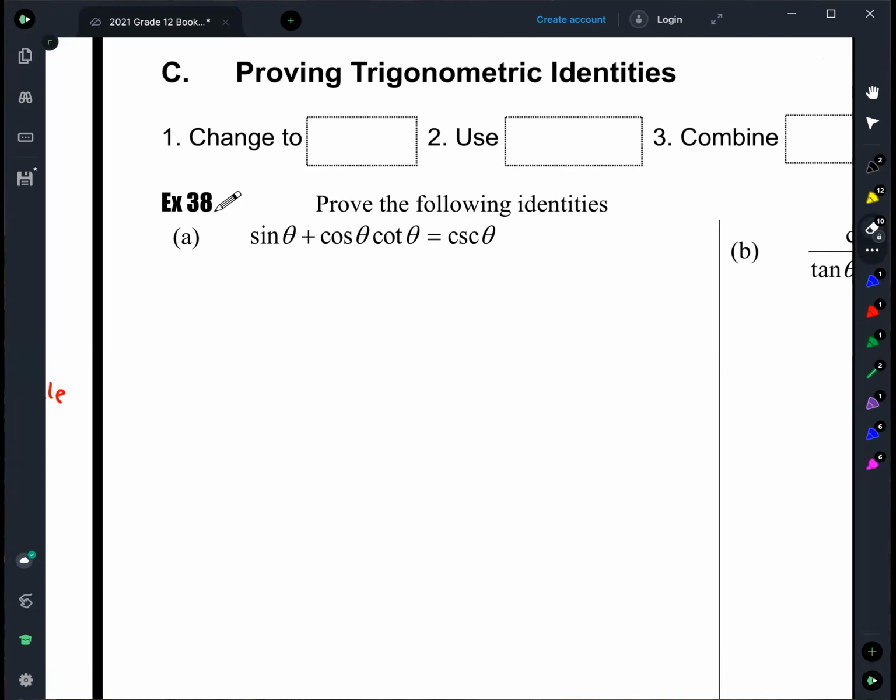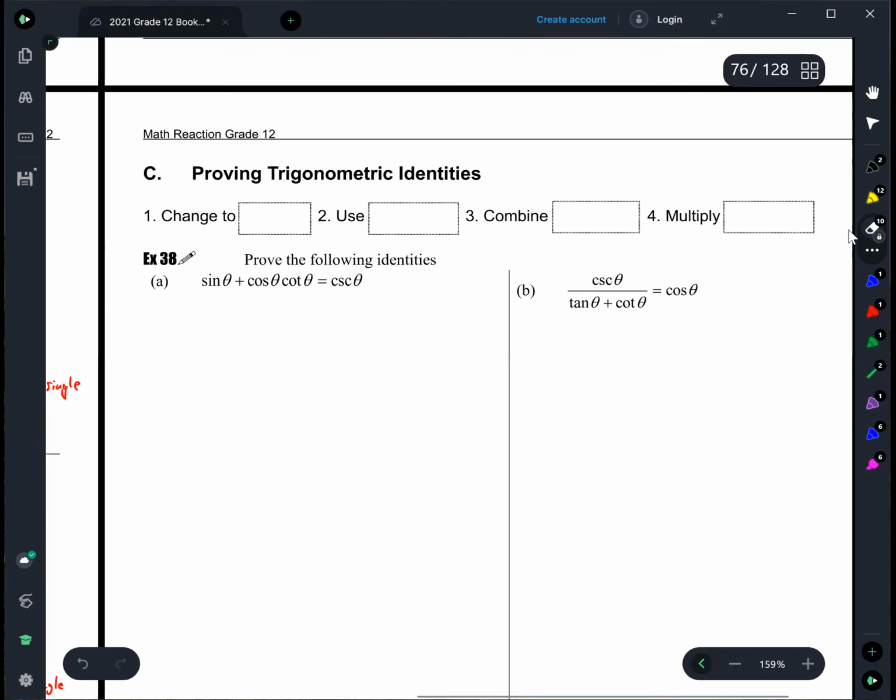give me 1 second. Okay, the app froze. Oh, here we go. Okay.